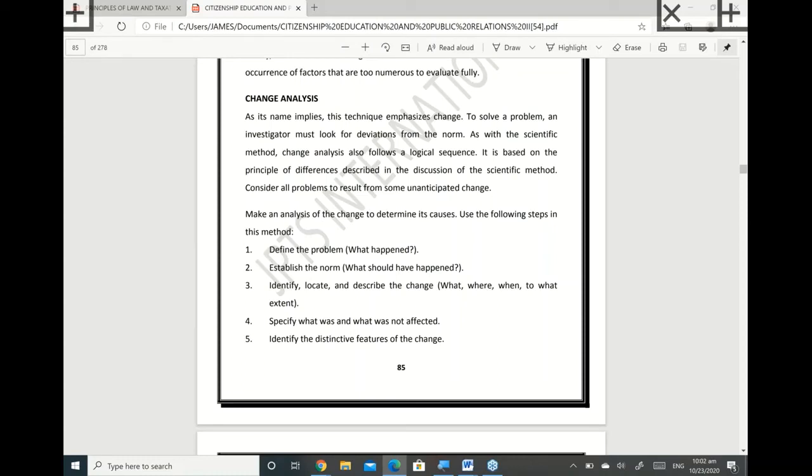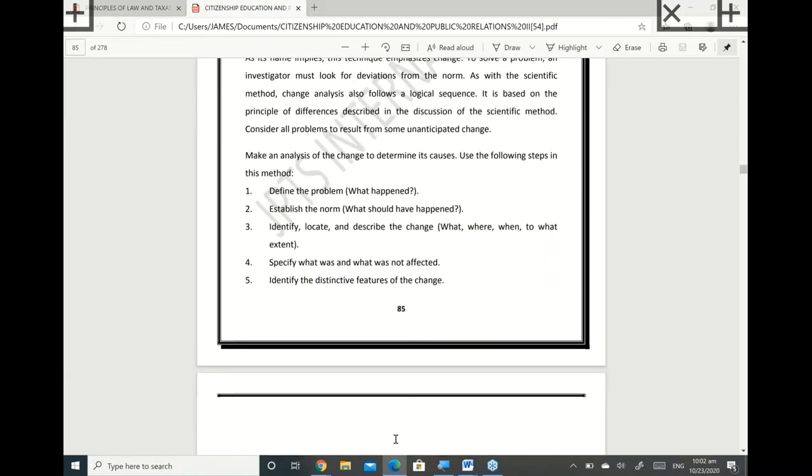What was and was not affected. Though you are not there, so you cannot really say what was, you can always say after what is after. Then identify the distinctive features of the change. What are the distinctive features of the change? Link the possible causes. Then seven, select the most likely causes.